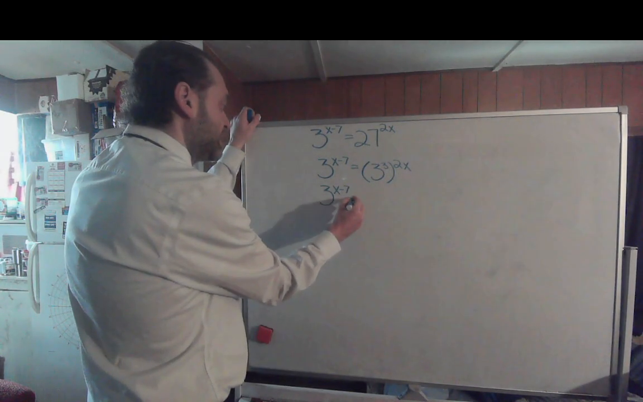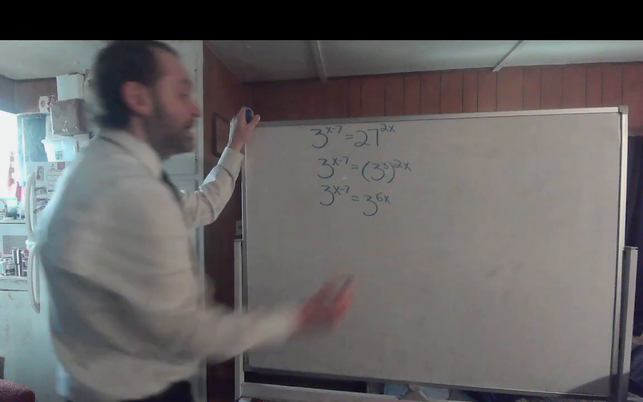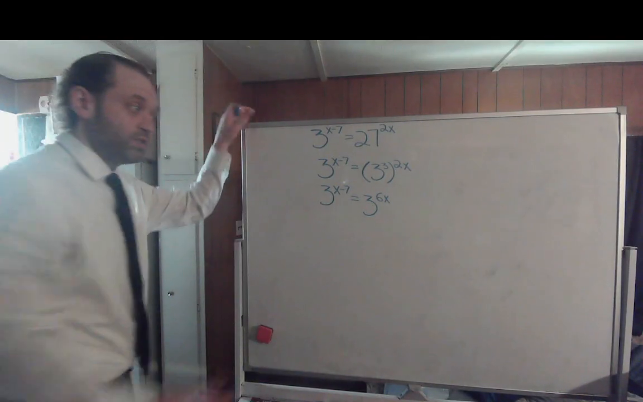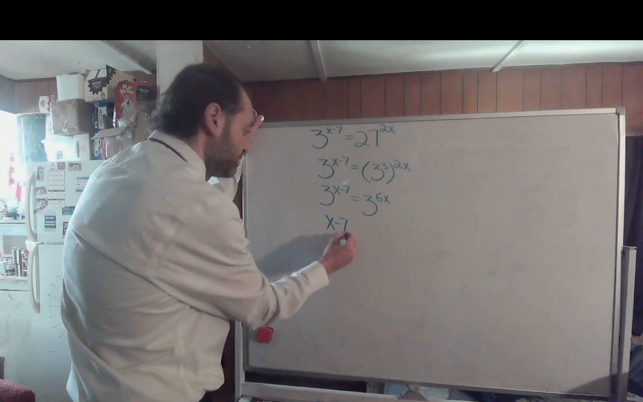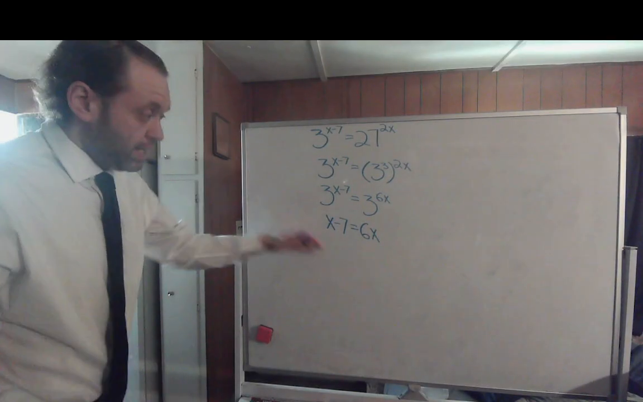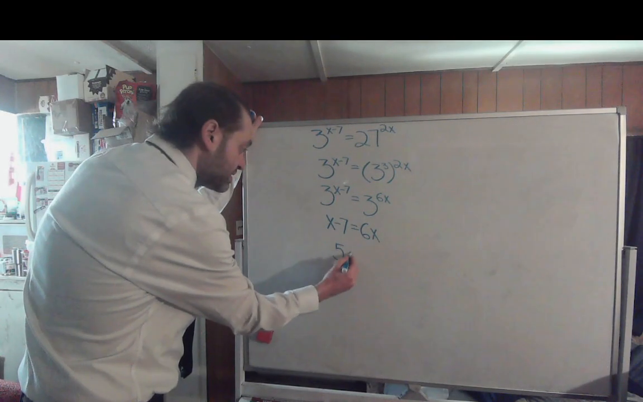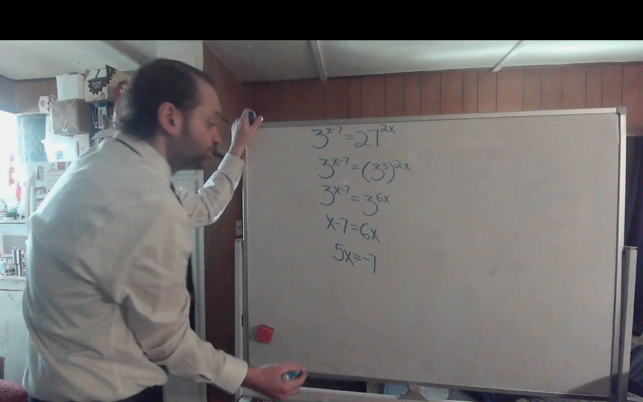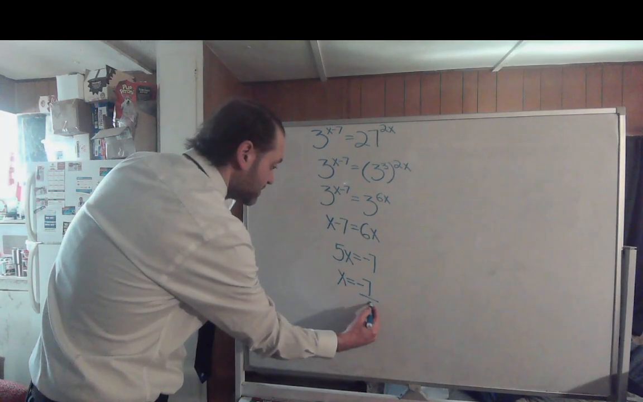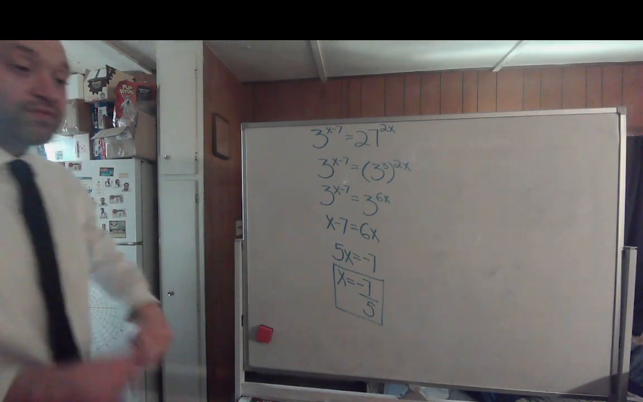So you have 3 to the x minus 7 would equal 3 to the 6x. And now we have the same base. Both bases are 3, so you just got to set the exponents equal to each other. You'd have x minus 7 equals 6x. Go ahead and solve for x. You would end up getting that 5x equals negative 7, which would end up giving you that x equals negative 7/5. So the solution you should get is that x equals negative 7/5.